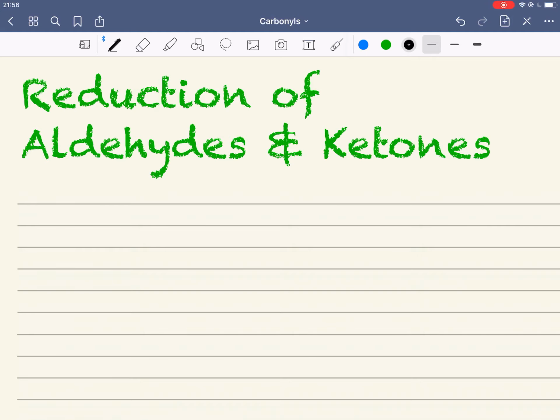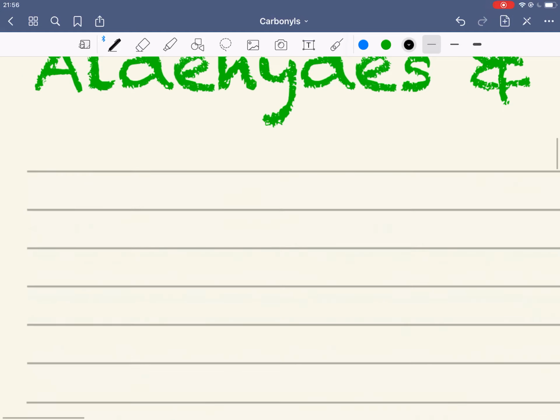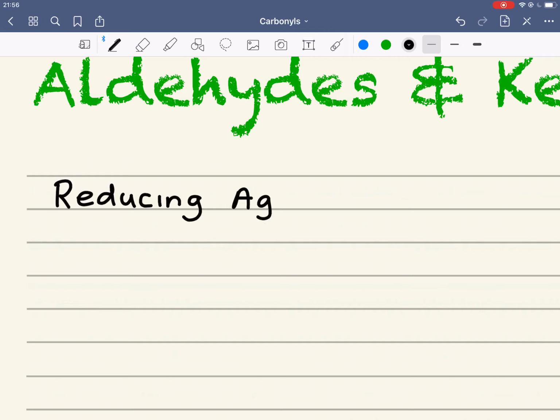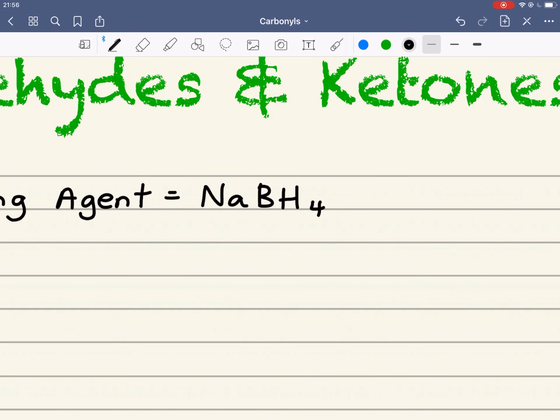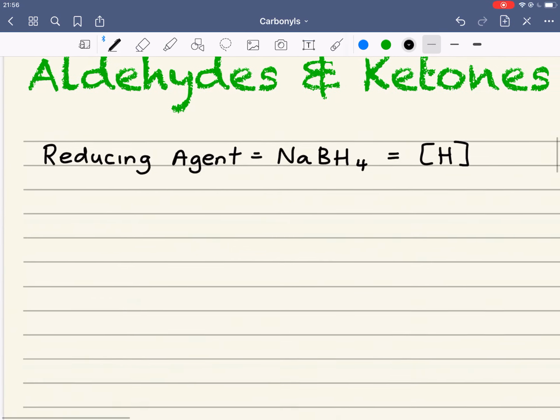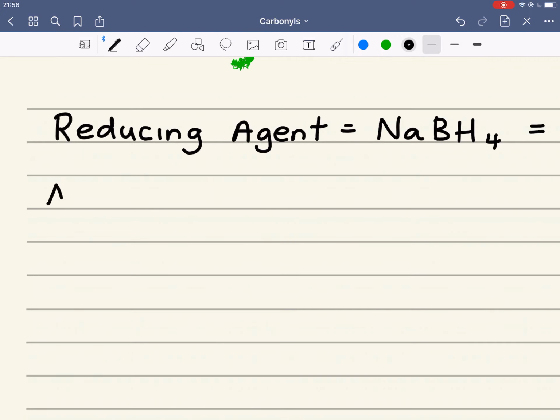Here we're going to have a look at the reduction of aldehydes and ketones. Firstly, the reducing agent for this reduction reaction. The reducing agent is a chemical called sodium tetrahydroborate, tetra meaning 4 hydrogens. We simplify that to an H in a square bracket. That represents my reducing agent, much in the same way as acidified potassium dichromate is represented by an O in a square bracket. Now, we're first going to have a look at aldehydes.